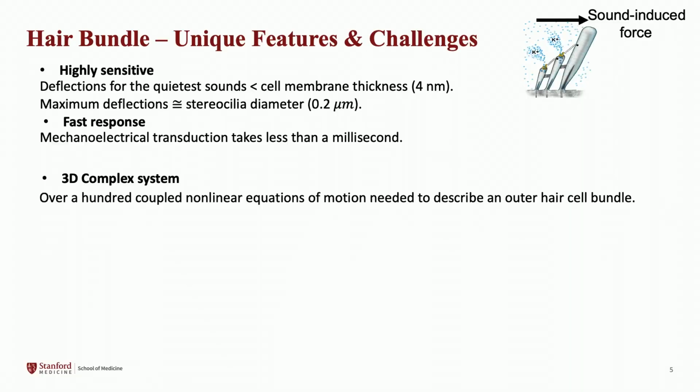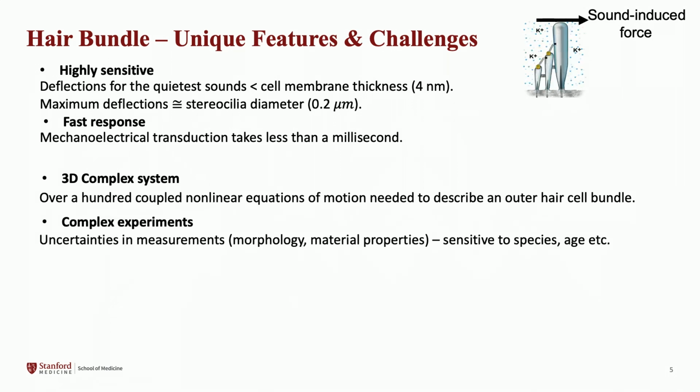Some of the challenges are, in terms of modeling, a hair bundle is a 3D complex system, and over 100 coupled nonlinear equations of motion are required to describe the motion of an outer hair cell hair bundle. Secondly, the experimental procedures are very complex, and there are uncertainties in measurements of both the morphology as well as the material properties of the hair bundle. Also, the results that we get from experiments are very sensitive to the age of the sample, the species of the sample, and various other factors.